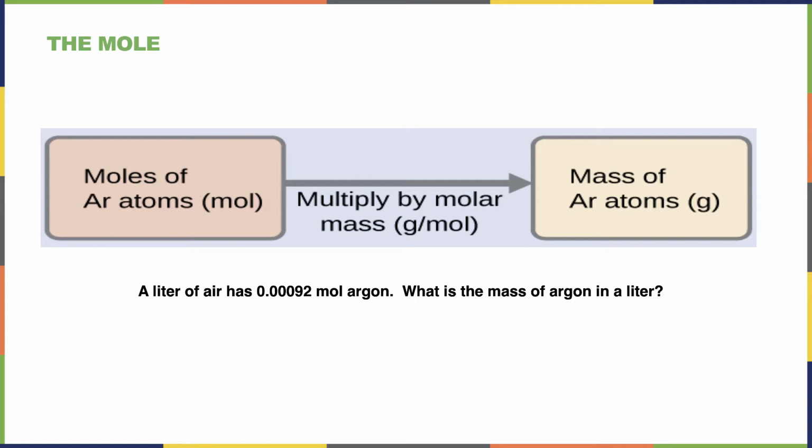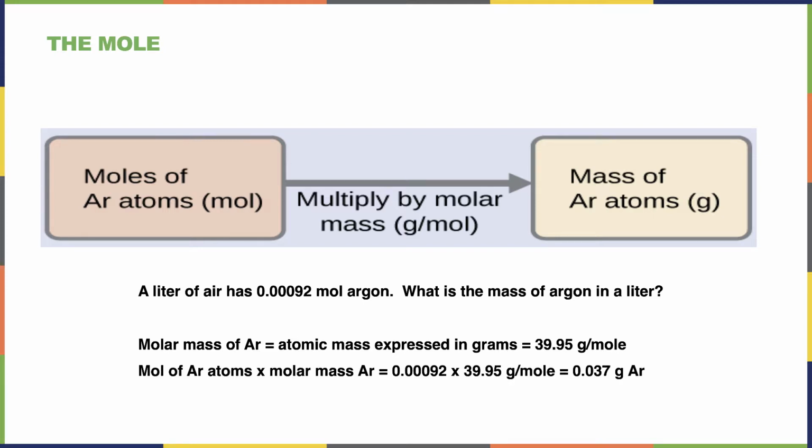In the previous example, we divided by the molar mass because we had the number of grams. In this one, we multiply by the molar mass, and it gives you the mass of the argon atoms that is in the air. So the molar mass of argon is the atomic mass expressed as grams. Looking on the periodic table, it's 39.95 AMU, so now it's 39.95 grams per mole.